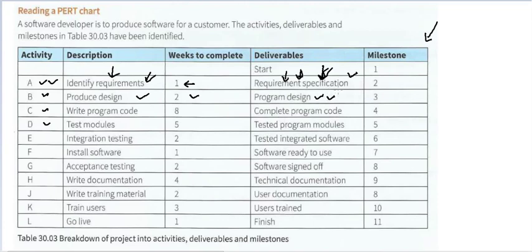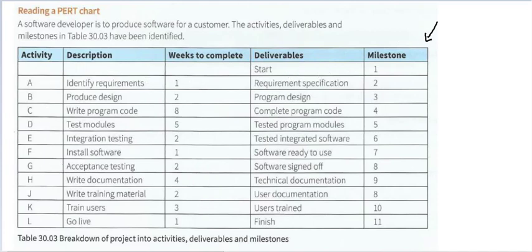Okay, now we have different activities, and for each activity we have the number of weeks it's going to take. So for example, acceptance testing is going to take 2 weeks, documentation is going to take 4 weeks, and training users is going to take 3 weeks. So we have to draw a Pert chart for this. Let's take a look at the Pert chart that we can draw using the information that has been provided in this table.